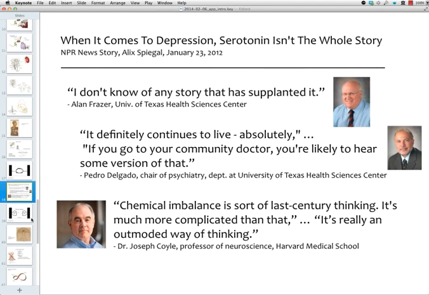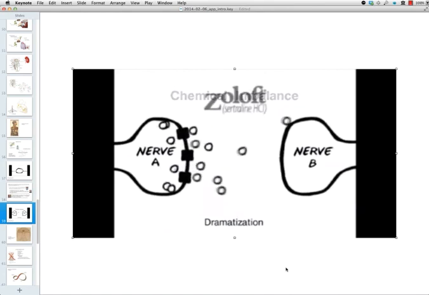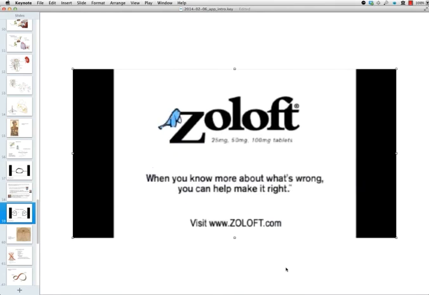Depression may be related to an imbalance of natural chemicals between nerve cells in the brain. Prescription Zoloft works to correct this imbalance. When you know more about what's wrong, you can help make it right.